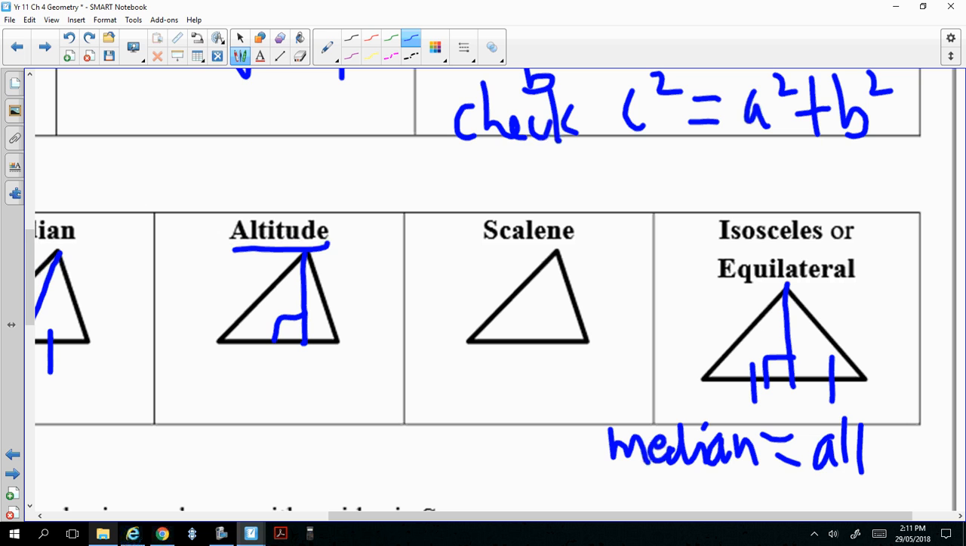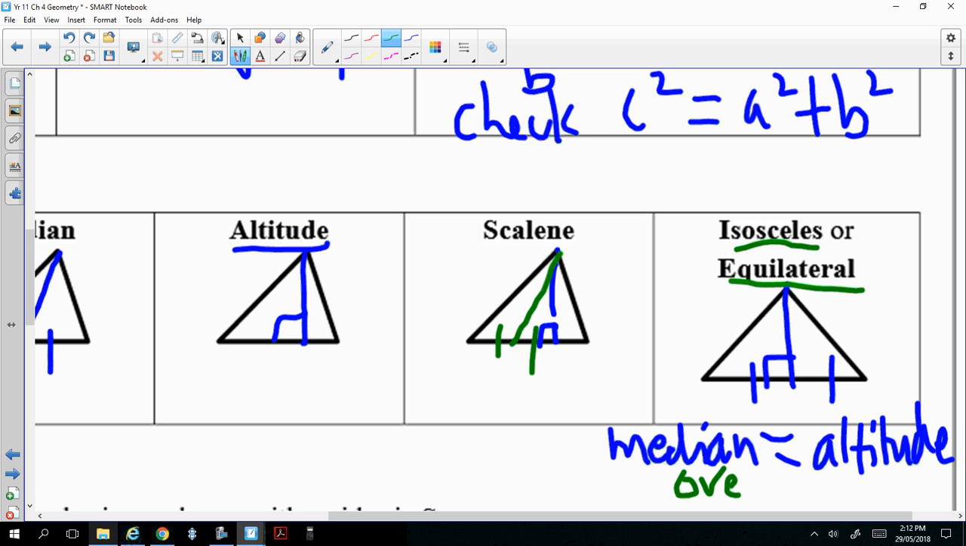So that's chapter review. Okay, scaling triangle. The reason why I draw it here is because if I draw an altitude and the median, they will not overlap each other, right? Whereas if it's isosceles or equilateral, they will overlap each other, right? Both median and altitude are the same, which is a useful fact to know.